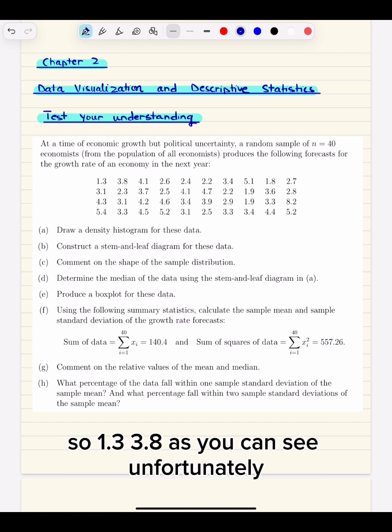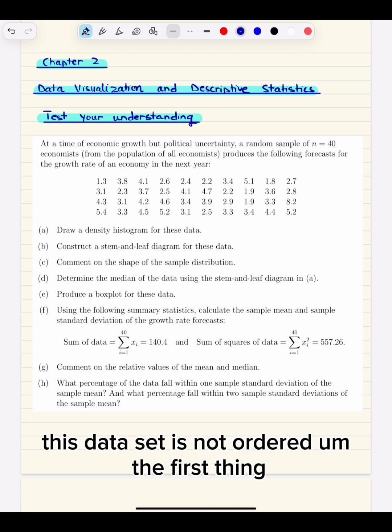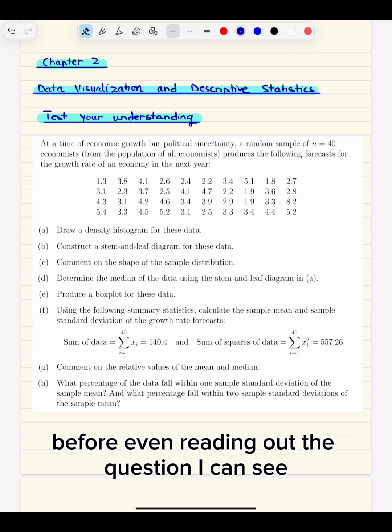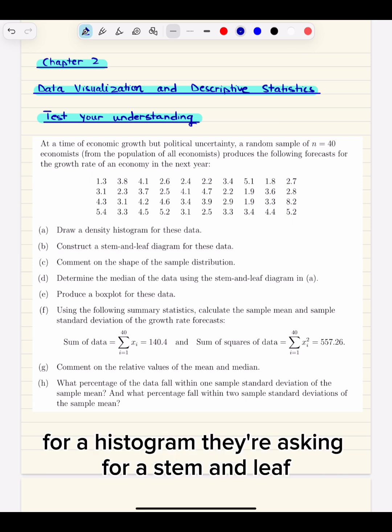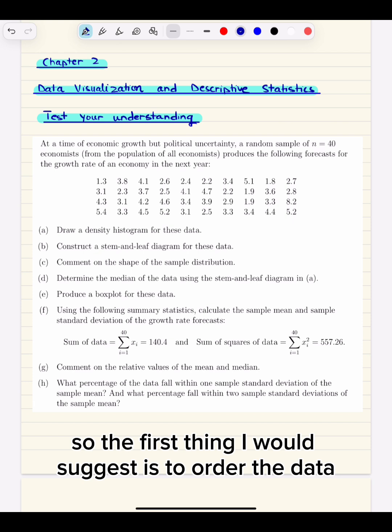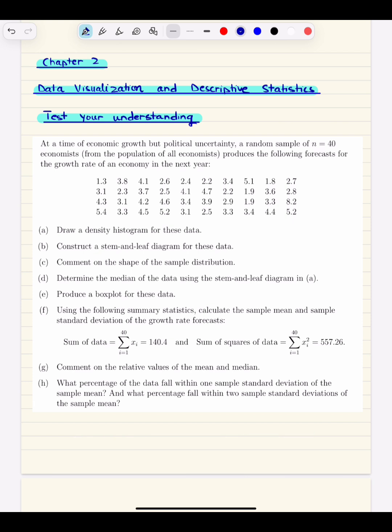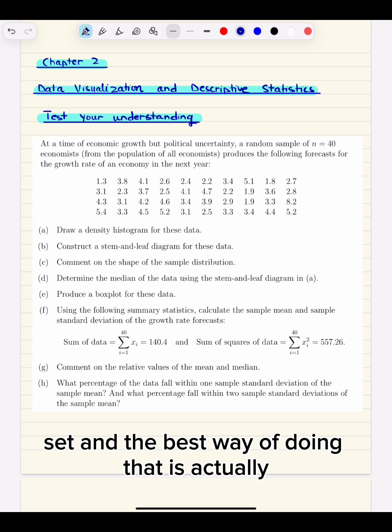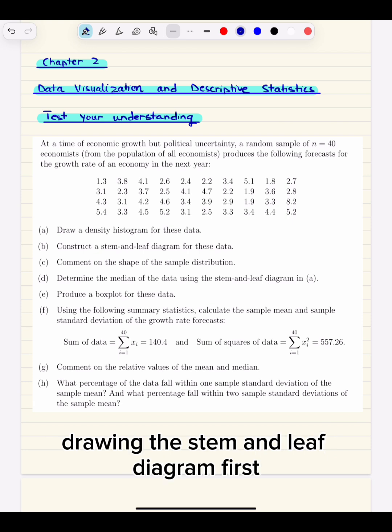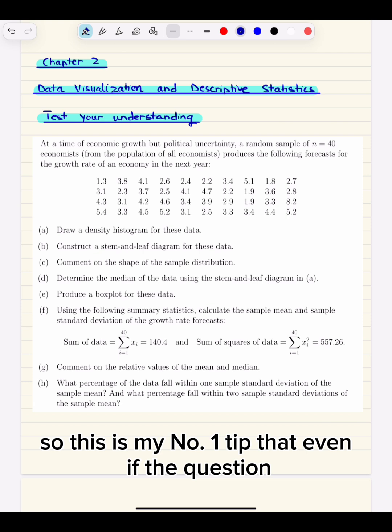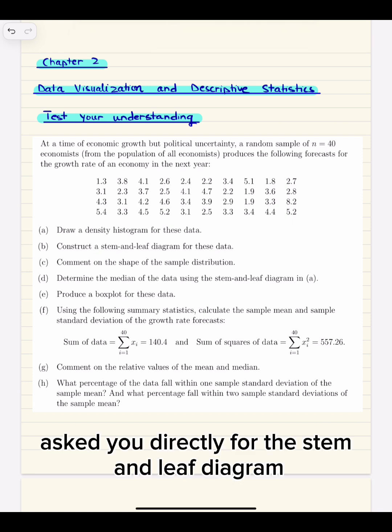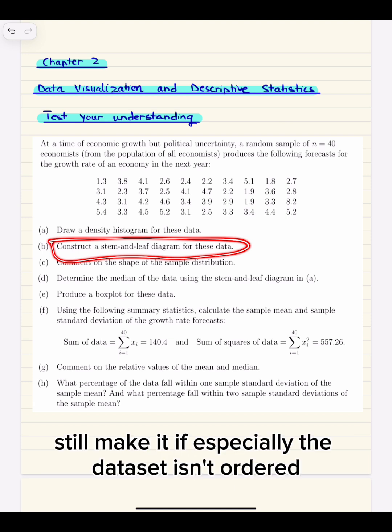So 1.3, 3.8. As you can see, unfortunately, this data set is not ordered. The first thing, before even reading out the question, I can see they're asking for a histogram, they're asking for a stem and leaf. So the first thing I would suggest is to order the data set, and the best way of doing that is actually drawing the stem and leaf diagram first. So this is my number one tip, that even if the question hasn't asked you directly for the stem and leaf diagram, please do still make it, especially if the data set isn't ordered.